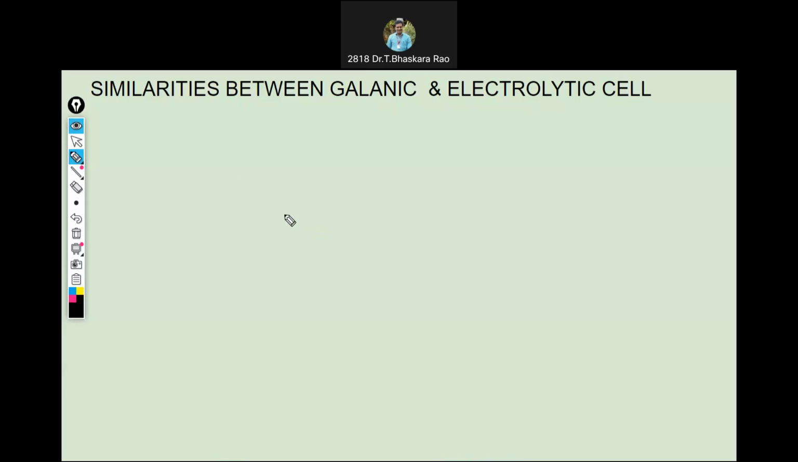A cell consists of two components. One is the anodic component, another is the cathodic component. Otherwise, you can call them an anodic half cell and a cathodic half cell. A cell generally consists of two half cells. Two types of half cells will be present in any cell. Here, what is the anode and what is the cathode?